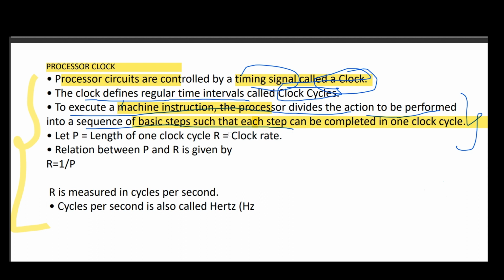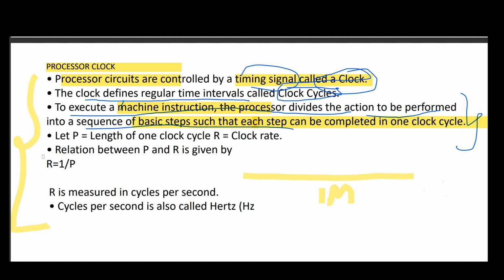The length of one clock cycle is P and R is the clock rate. I guess in your syllabus it is given about the clock rate. Processor clock and clock rate are the same. The length of the clock cycle is P, for example some amount of time, we will assume. Next, R is the clock rate. The relationship between P and R is given by R equals 1 by P.